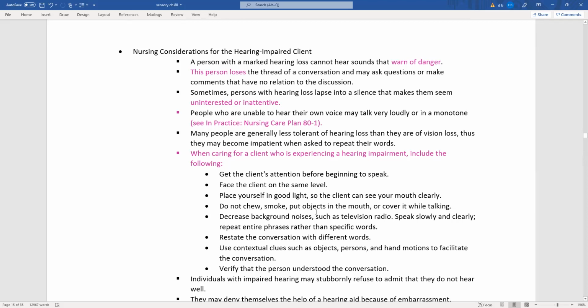Do not chew, smoke, or put objects in your mouth or cover it while you're talking. Because I'm going to ignore you, because I ain't finna try to ask you what you said. Decrease background noises, such as the television or radio. Speak slowly and clearly. Repeat in time.